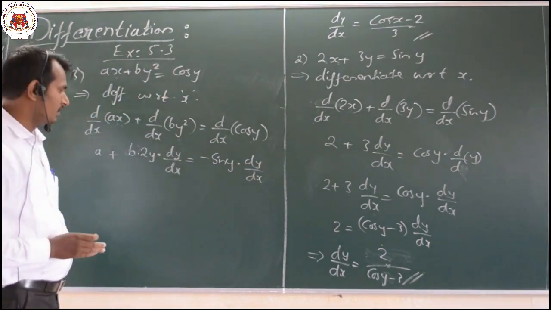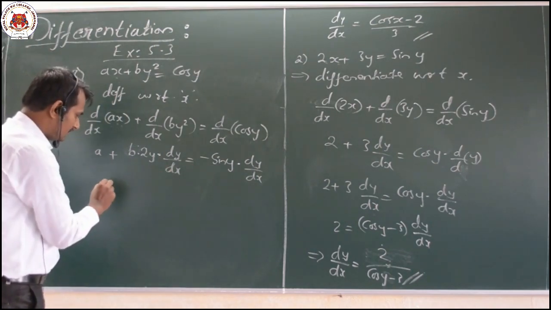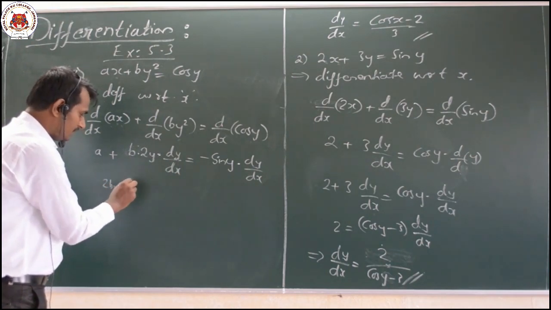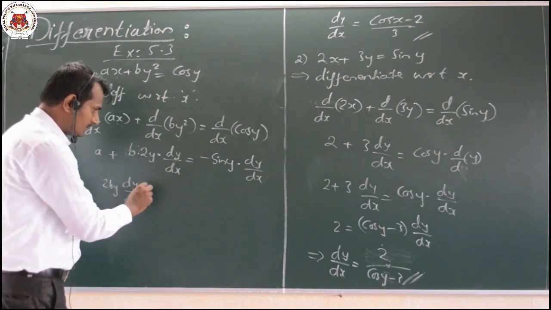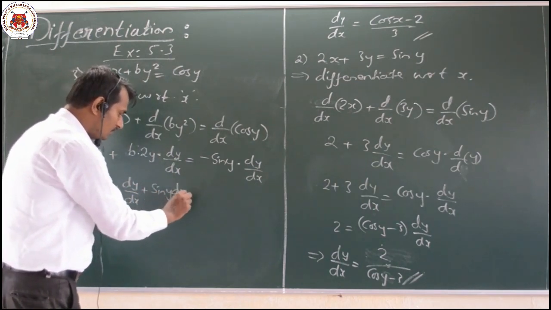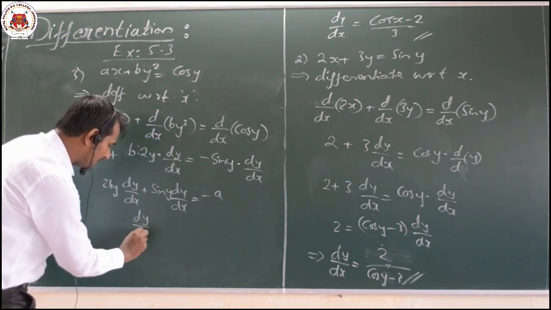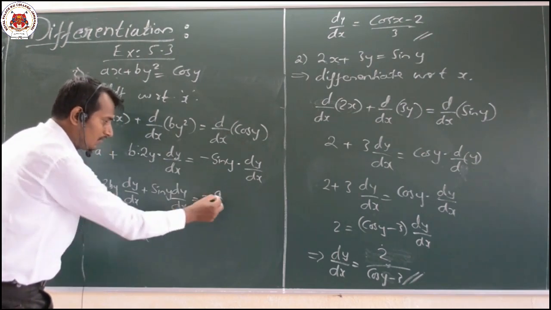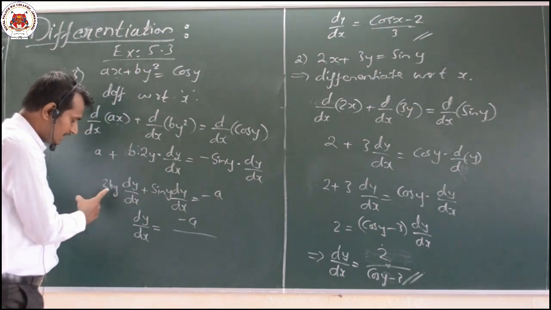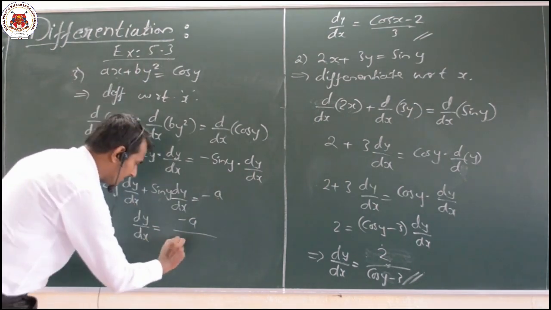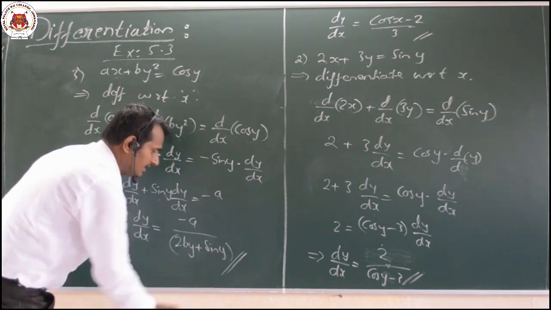Very, very simple. Now just to evaluate, take this whole term here, that is 2by into dy by dx, then minus sin y into dy by dx equal to minus a. Therefore dy by dx equal to minus a divided by the whole thing. Taking dy by dx common, what remains here is 2by plus sin y. That is your required result.